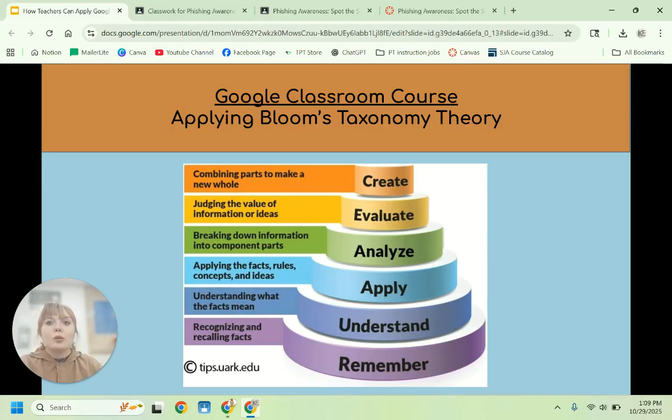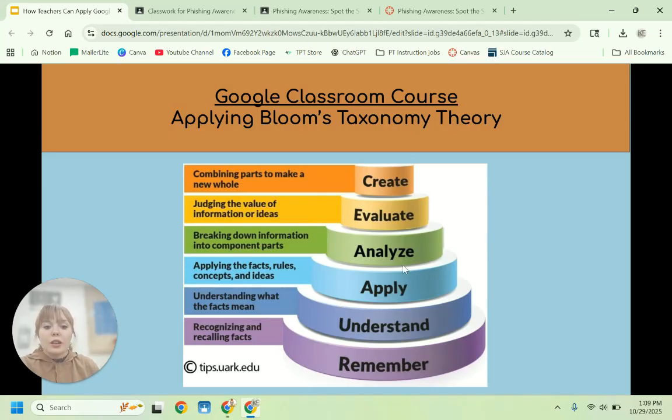What's interesting is that Bloom's works for both kids and adults, but the way that we apply it changes. With students, the focus is often on building that foundational knowledge first, remembering, understanding, and then applying what they've learned in very simple ways. We want to help them develop those critical thinking muscles gradually.